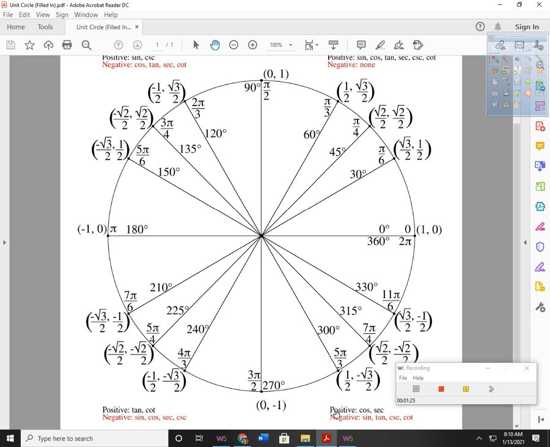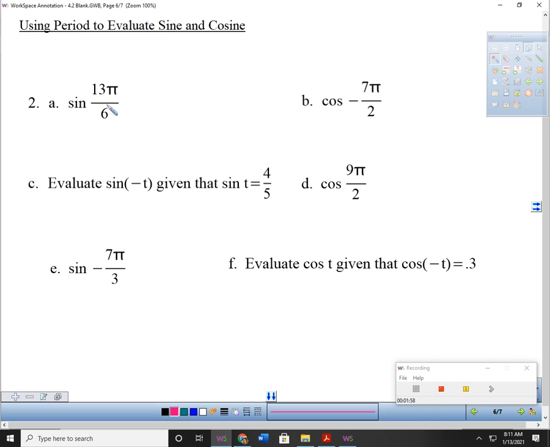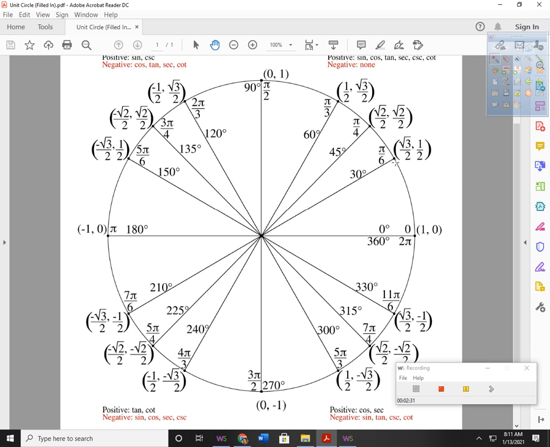But if I take my 13 pi over 6 and do what we did when we found coterminal angles, we could find an angle that's on our unit circle. I know that 13 pi over 6 is bigger than 2 pi, so I'm going to take away 2 pi. If you do that in the calculator, you get pi over 6. So the sine of 13 pi over 6 is the same as the sine of pi over 6. I would grab my unit circle and look at pi over 6, and the sine value there, which is the y, is 1/2.